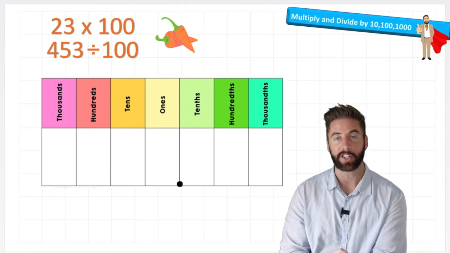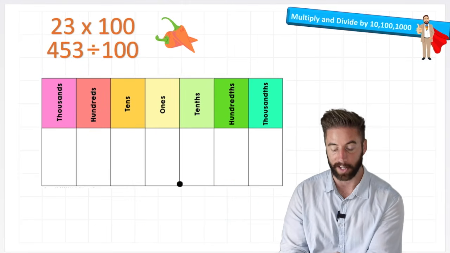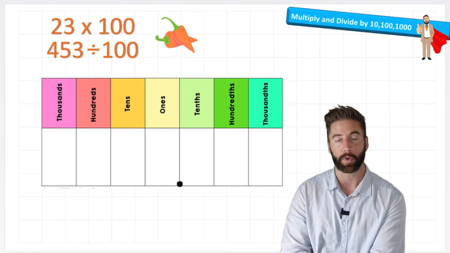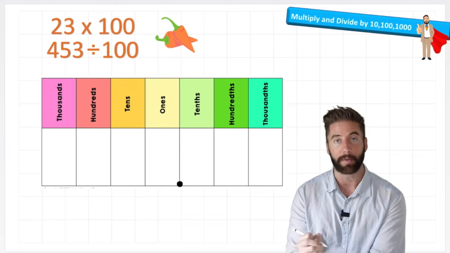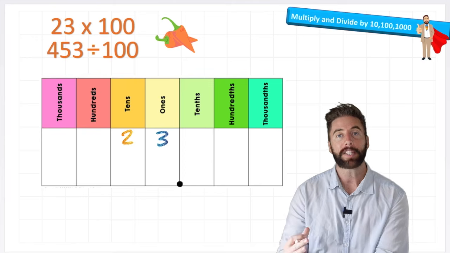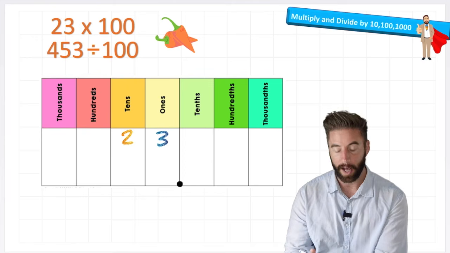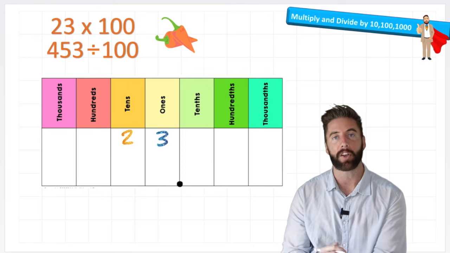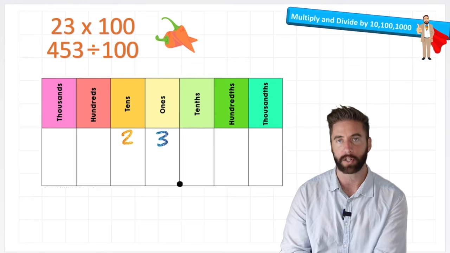Okay, let's turn things up a little bit. Let's get an orange chili challenge. I'm looking at 23 times 100, and I'm going to put my 23 in place just like before, but this time I'm multiplying by 100. And when I do that, I now need to make our number 100 times larger than what it is.